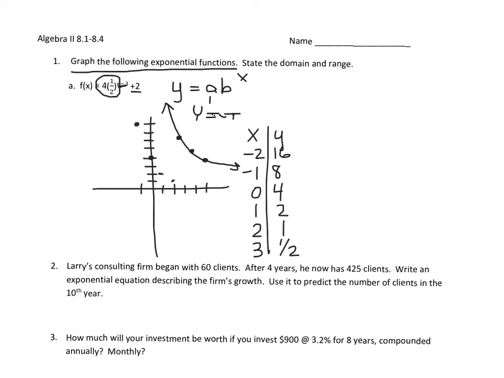Domain is all reals and will be for every exponential function. Range would be y is, in this case, greater than 2, because 2 is the lowest boundary of the graph.